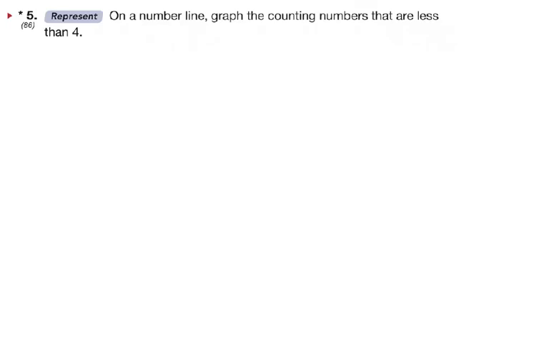On a number line, graph the counting numbers that are less than 4. So we want counting numbers. These are the numbers that we count. It does not include 0, and they are less than 4.